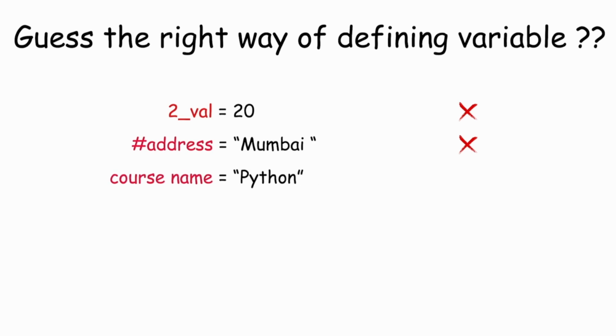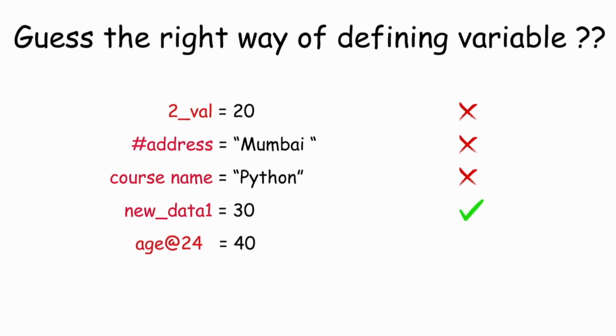Next one. Course name equals Python. Is this the right way of defining a variable? No, because we have a space in between two words. New underscore data1 equals 30. Is this the right way of defining a variable? Yes, because we have alphabets, underscore and a number. This is the right way.